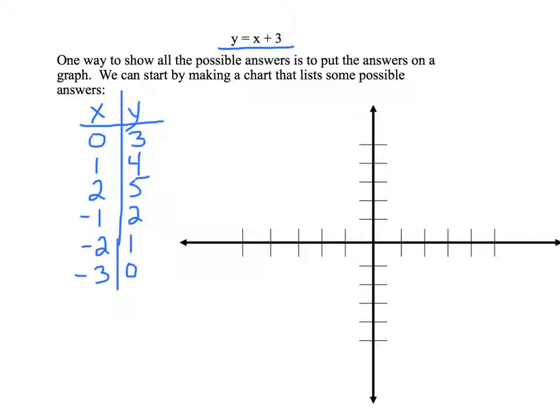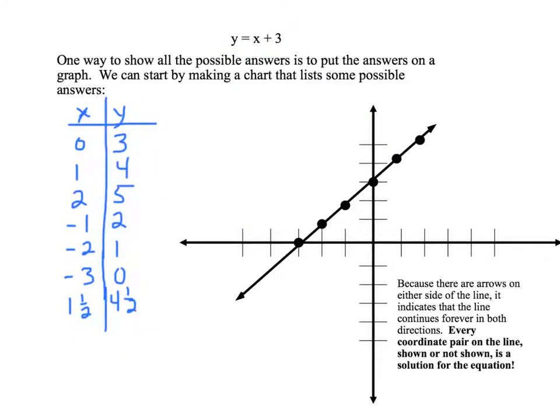So what I've done is I've listed a lot of the different possibilities for x and y. Now remember, you could also have fractions. I could say something like, if x is equal to 1.5, then y is equal to 4.5. There are an infinite number of answers that I could have for this particular equation.